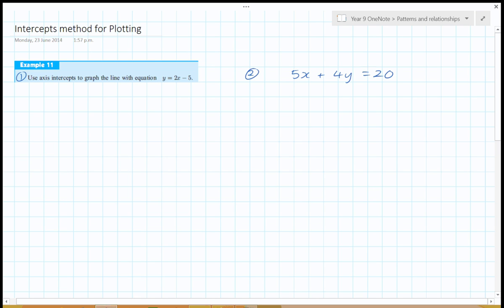First things first, what am I going to do before I even start thinking about graphing this thing? Keegan? Someone help Keegan out here. What are we going to do before we even start thinking about doing anything? Yep, draw a set of axes. So let's put that in first of all. Okay, so there's my axes.